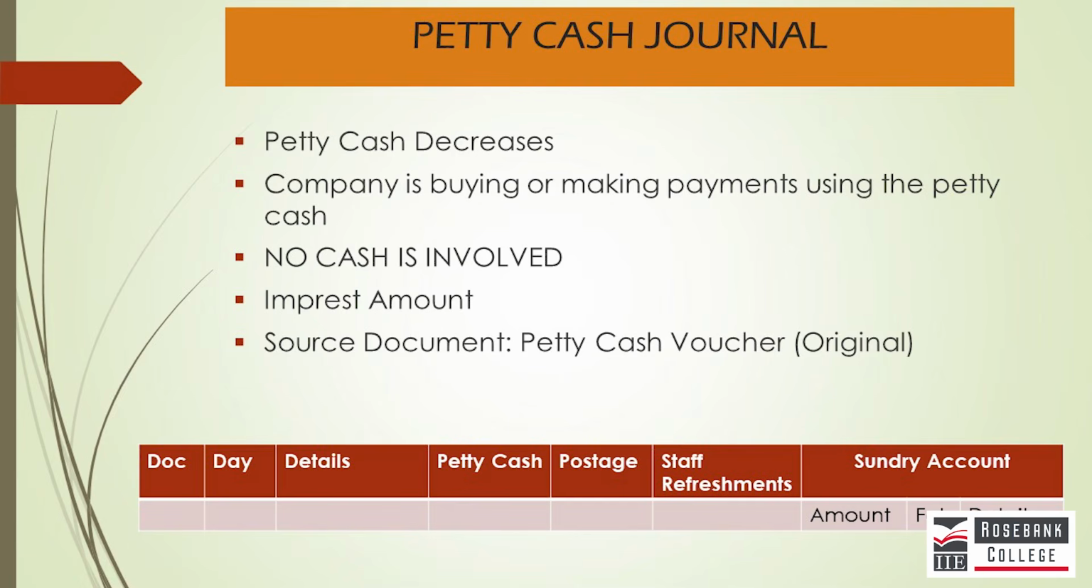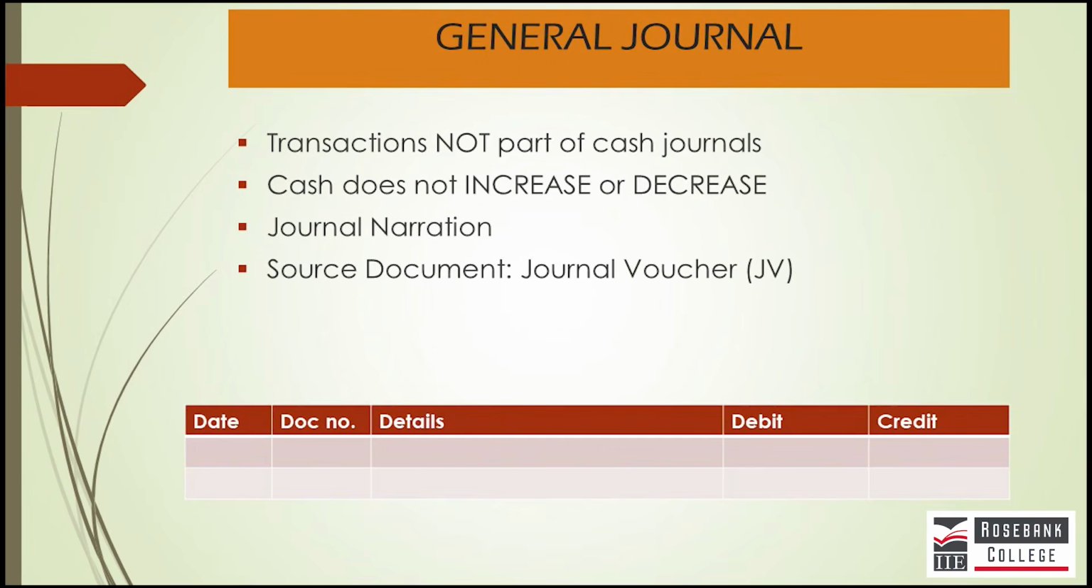The columns for petty cash journal are the same as the previous journals, but under details we record what was purchased. This is any item bought by the company. Petty cash column, we record an amount that will decrease the petty cash of the business. Stationery and staff refreshments are main accounts and would change according to a question you are given.